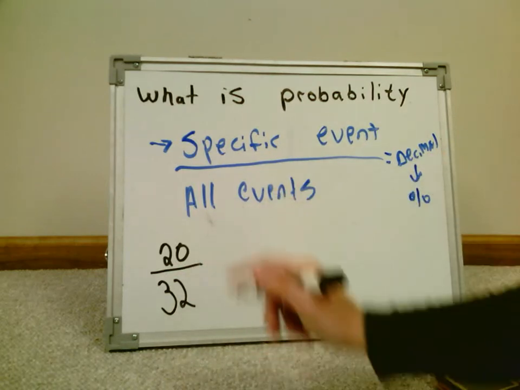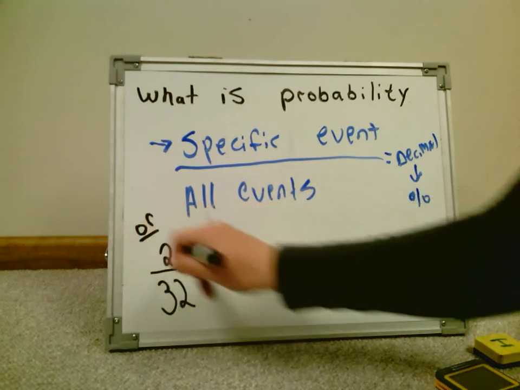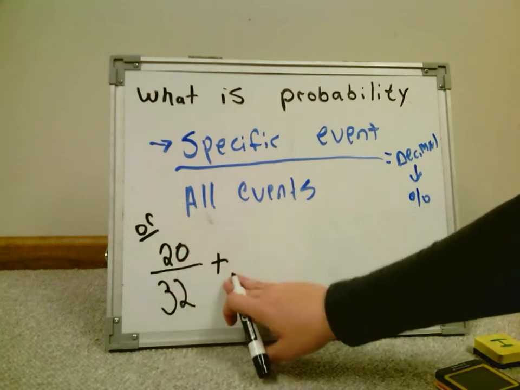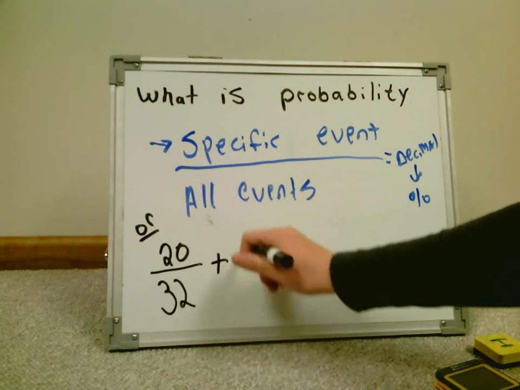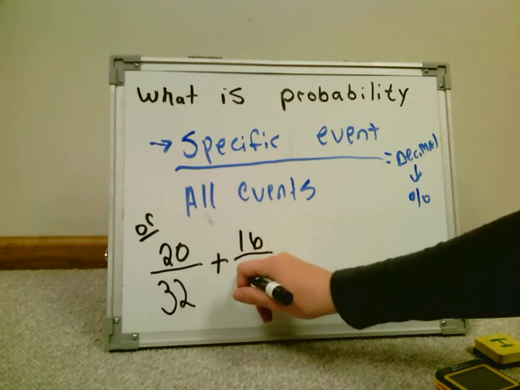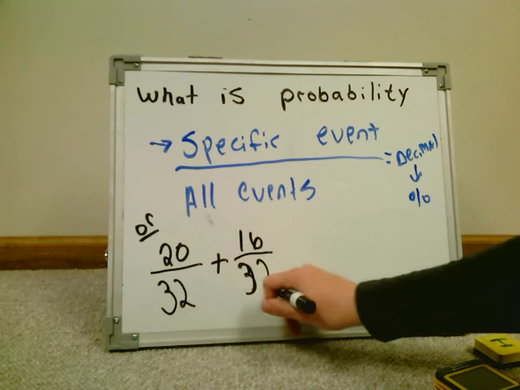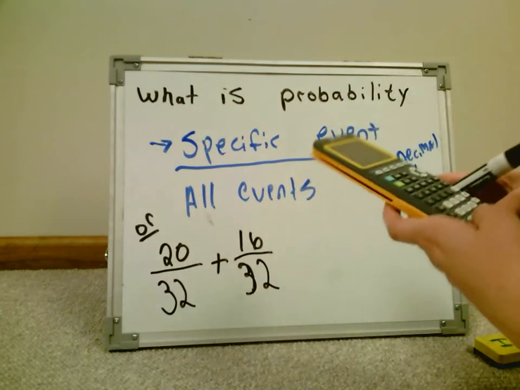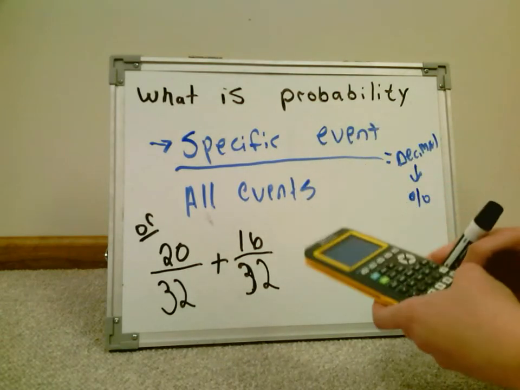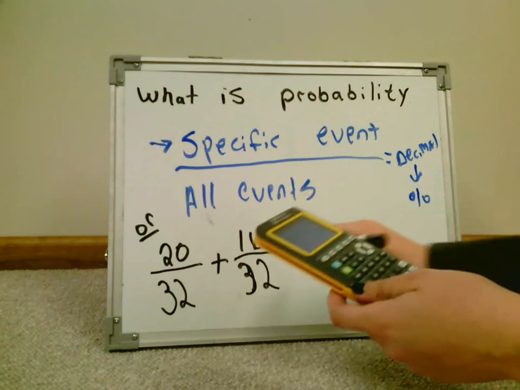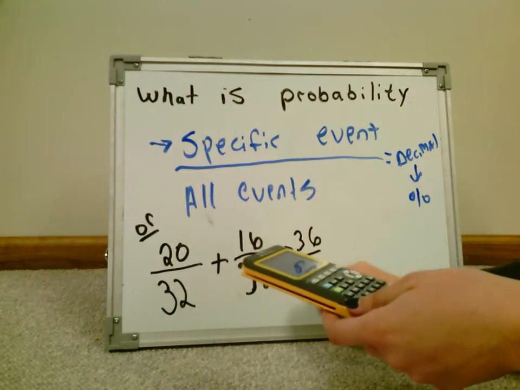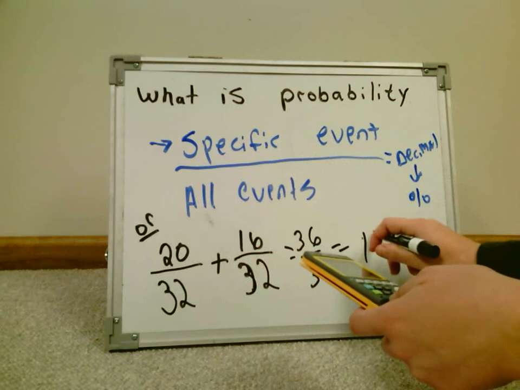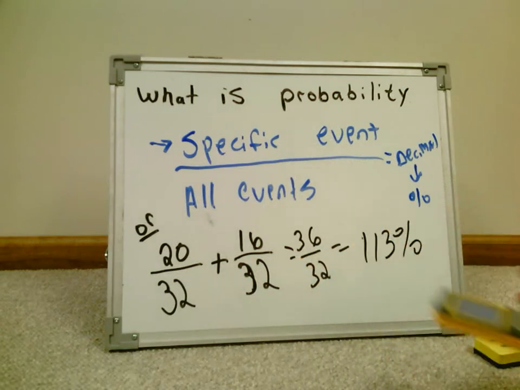And in the case of or situations, we add the two events together. So I'm going to say the 20 over 32, going to figure out what that probability is. I'm going to add the probability of picking a soccer player, which was 16, and I would find the probability of that. But here's where the issue comes in. If you calculate that and you say, my 20 plus the 16, that gives me 36 out of 32, and you calculate that percentage, you'll notice that you get approximately 113%.